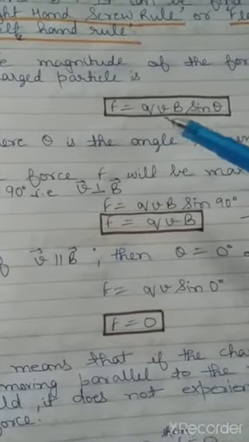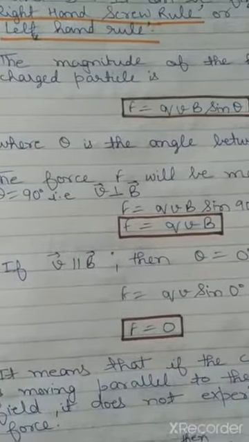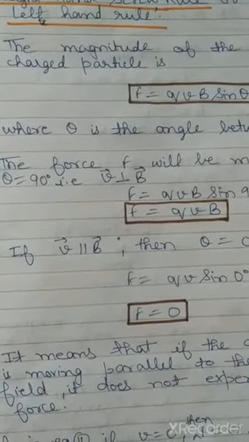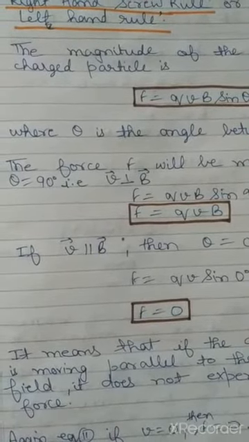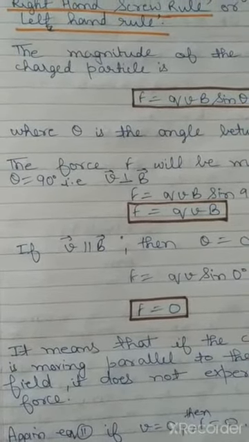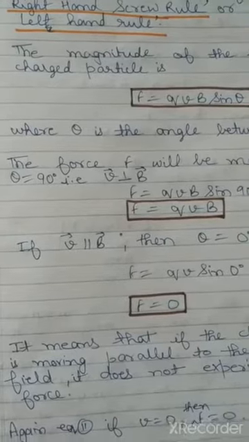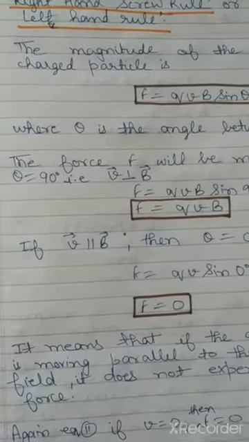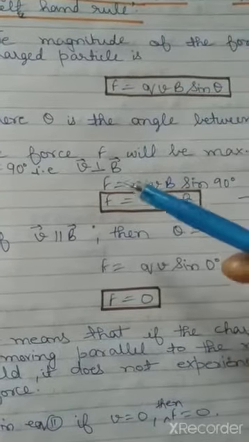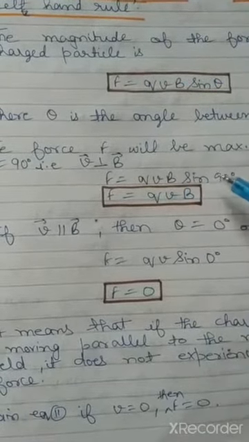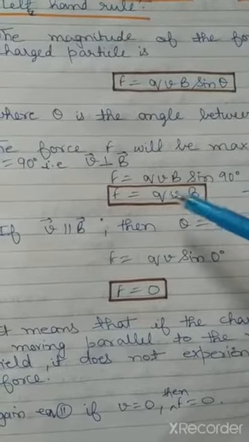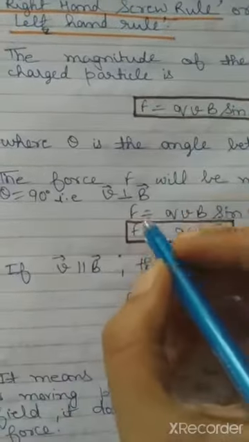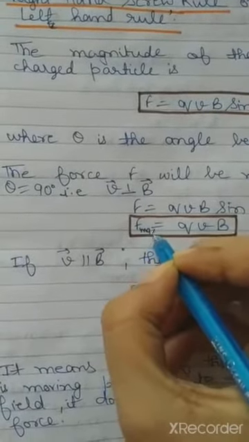Now the charged particle will experience maximum force when theta is 90 degrees, because that is the maximum value of sine. So in that case, the force experienced by the charged particle will be maximum, and we can say that in this case V will be perpendicular to B. So F will be equal to QVB sin 90, and sin 90 is 1, so F will become equal to QVB. So you can write here F max as the suffix.